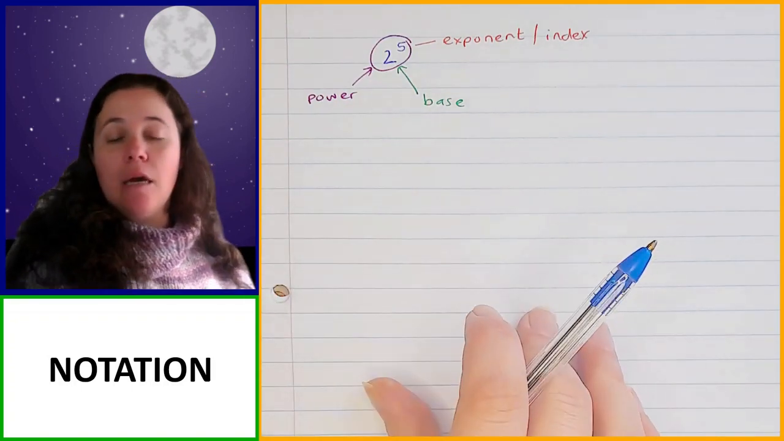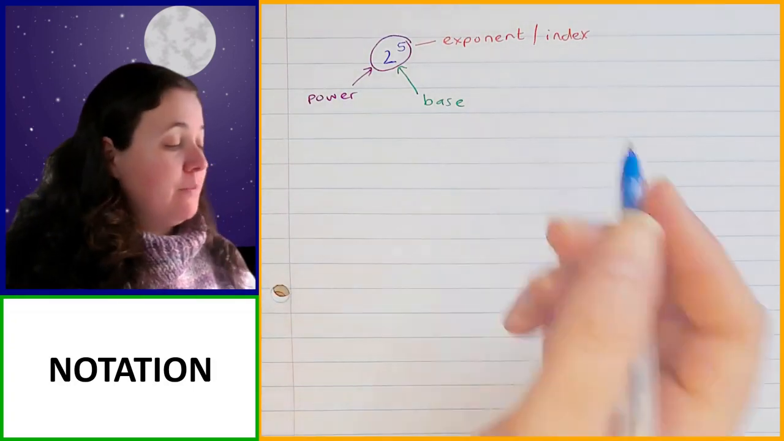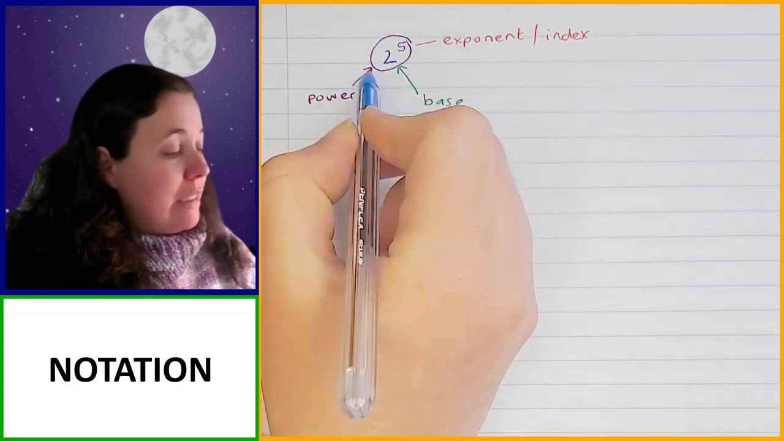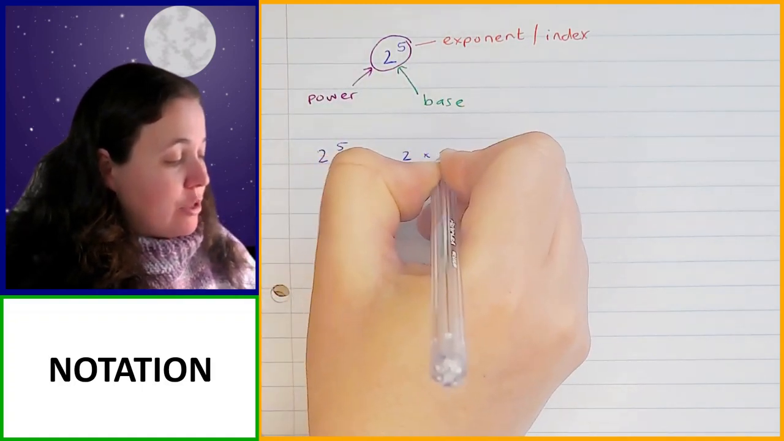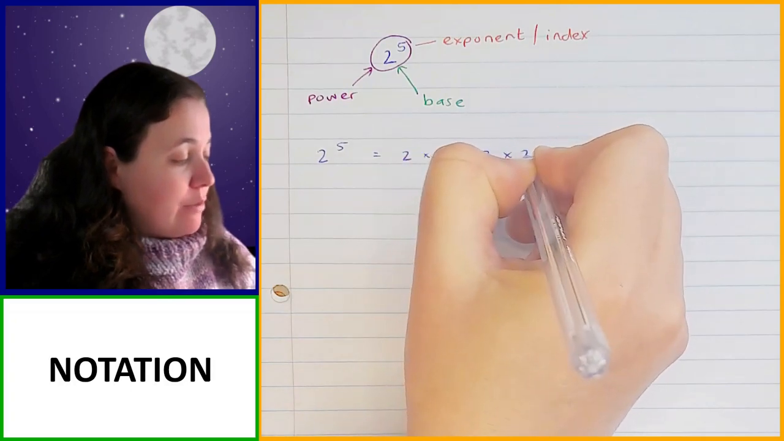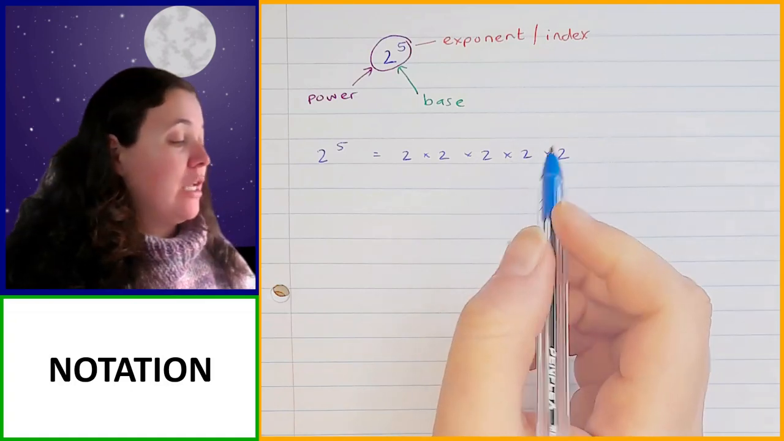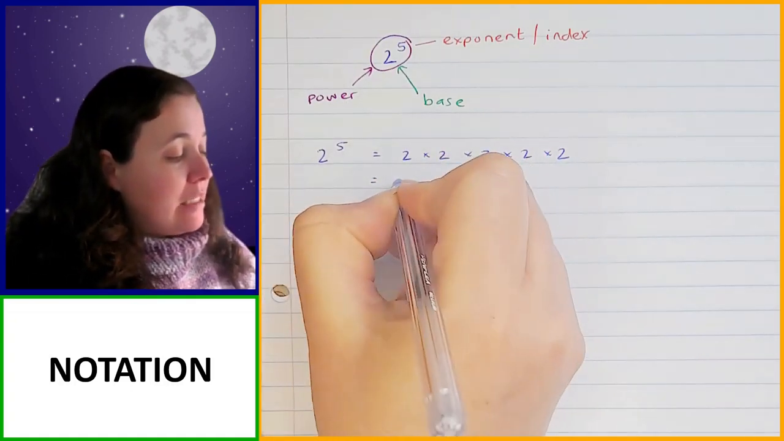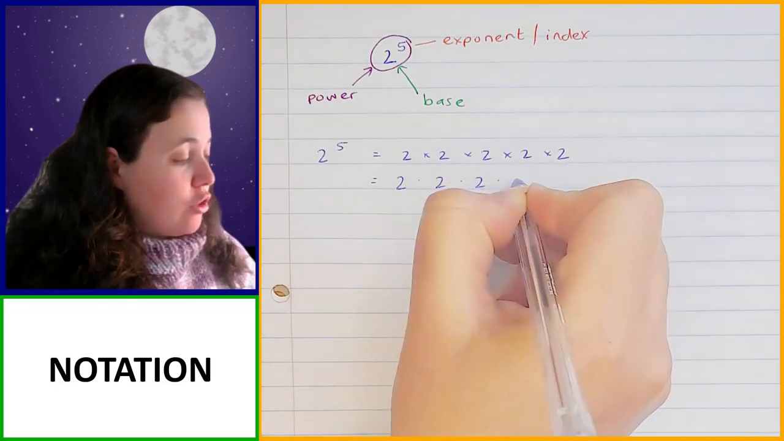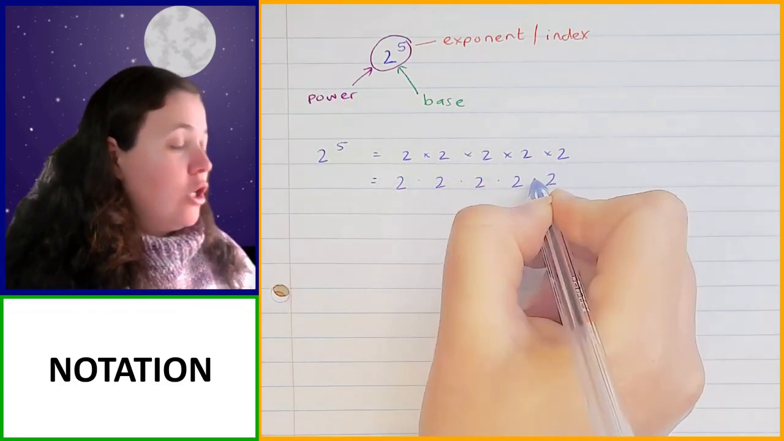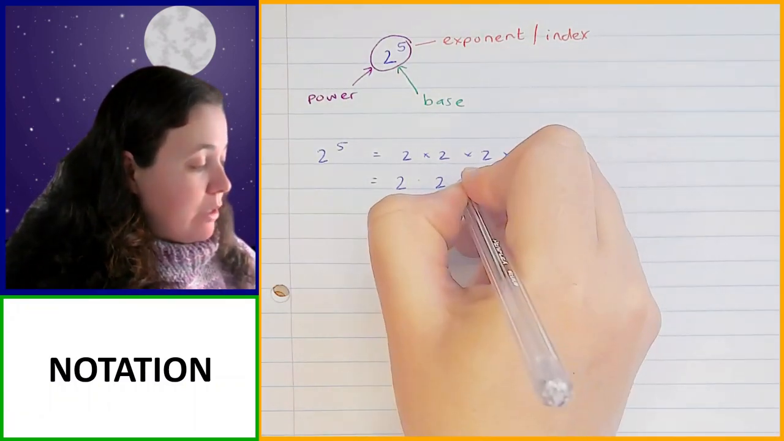Then we also need to just quickly talk about some notation for multiplication. Now you already know that 2 to the power of 5 means 2 times 2 times 2 times 2 times 2. This is one way that we can write multiplication. Another way of writing it is like this: 2 dot 2 dot 2 dot 2 dot 2. So we can write a dot like this, which represents multiplication.